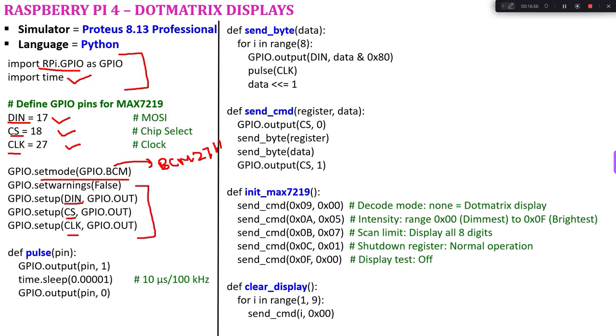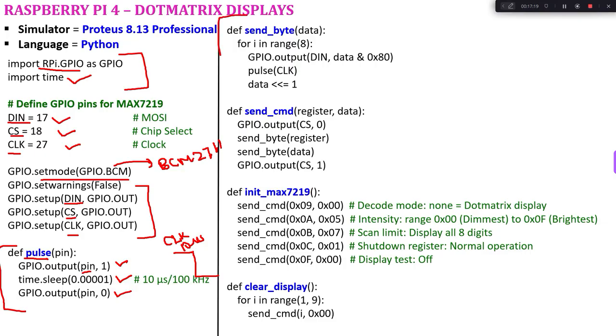Then I am going to define a function called pulse, where I will set this clock to be high for some 10 microsecond, and then it will go to low after 10 microsecond. So for that we define a function here. So the pin will be 1 for 10 microsecond and then it will go to low.